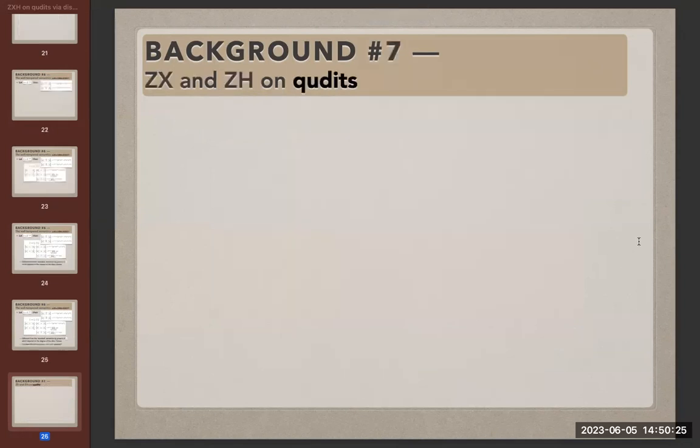Now, moving on to qudits with the ZX and the ZH calculi. Of course, there's more work to be done if we want to come up with useful and versatile systems for qudits. There's already some people who've done some good work on qudits of odd prime dimension in general. But what can we say for arbitrary dimension? That's something that might be useful to do.